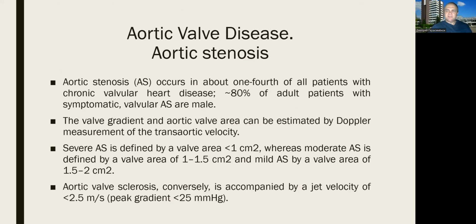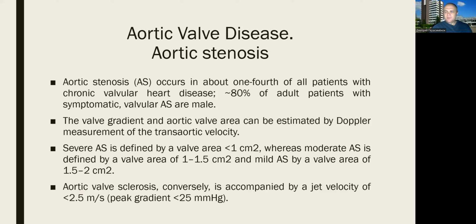Aortic valve disease. Now let's discuss the surgical approach in case of aortic valve diseases. Aortic stenosis. Aortic stenosis occurs in about 1/40 of all patients with chronic valvular heart disease. About 80% of adult patients with symptomatic valvular aortic stenosis are male.